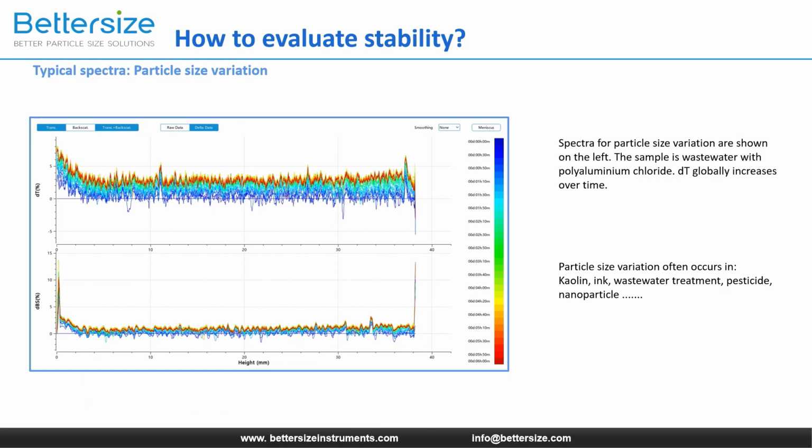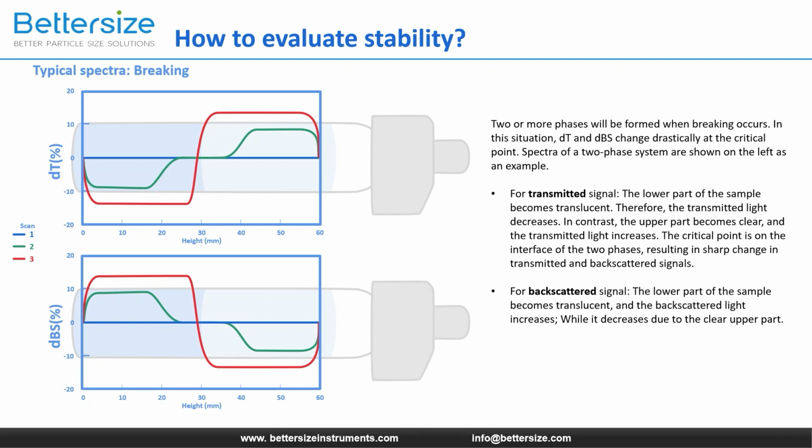The last typical spectrum is breaking. Two or more phases will be formed when breaking happens. If only two phases are formed, the typical spectra are shown on the left. Suppose the density of the suspended phase is larger than that of the continuous phase, and the suspended phase tends to coalesce. They will settle down and form a new phase.